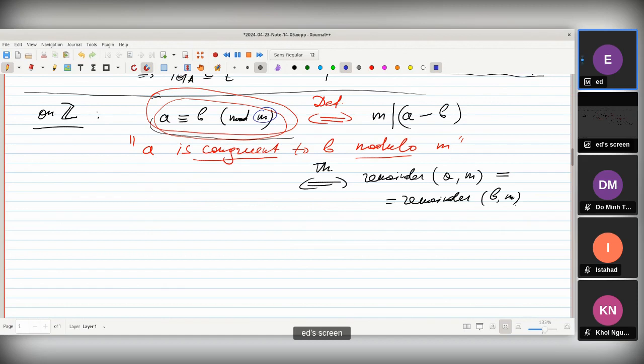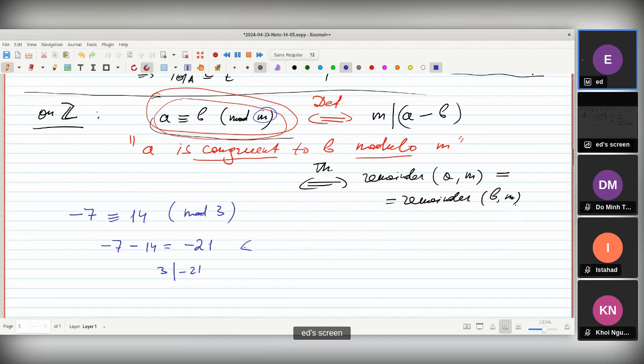So what do we have? Let us take, say, minus 7 and 14. I say that they are congruent modulo 3. What does it mean? That means that their difference, that is minus 7 minus 14, which is minus 21, is divisible by 3. And it clearly is.